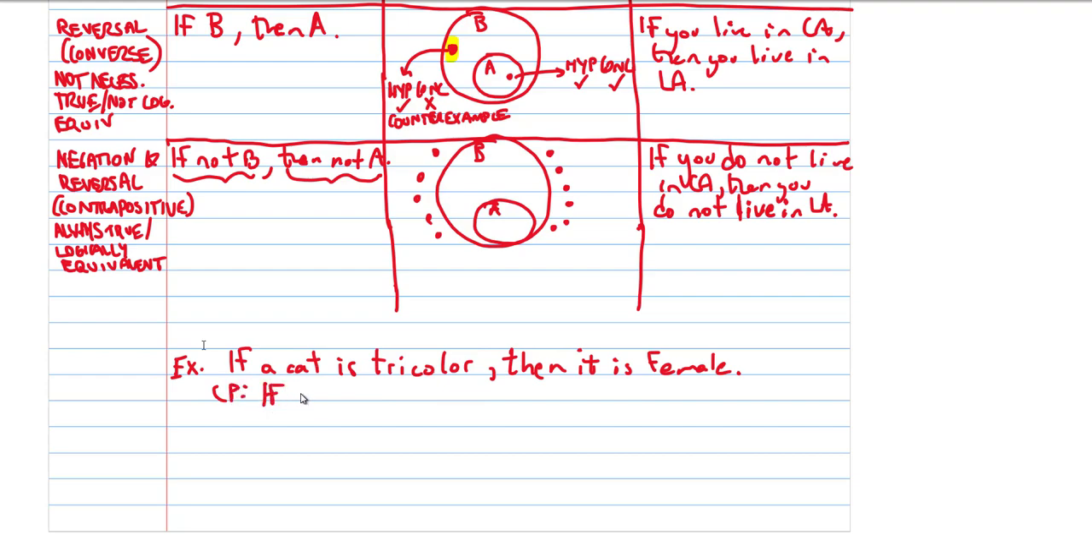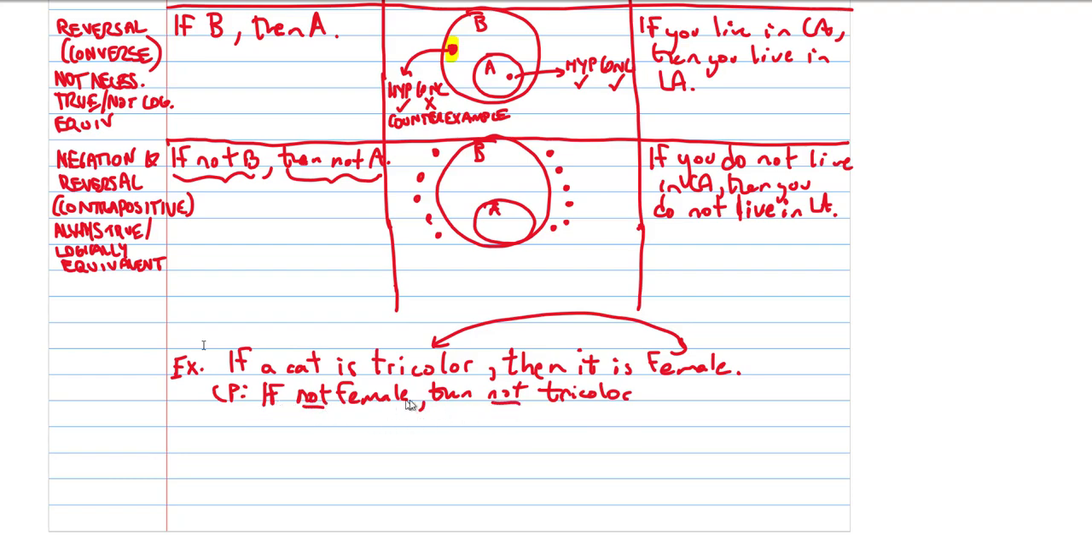If not female, then not tricolor. So if a cat is not female, then that cat is not tricolor. So notice what I have done. I have swapped the hypothesis and the conclusion. Tricolor went to the end, female went to the beginning. In the hypothesis, tricolor in the conclusion, and I have negated both halves of the statement.